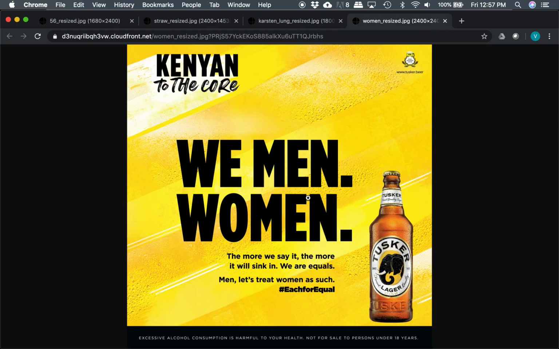And then look at this dominant headline. Holy cow. That is going to grab your attention from a mile away. We men, women. Probably loses a little bit, I think, in the translation, but I like the alignment. I like the contrasting colors, but we're looking at this in terms of the dominant headline. You're going to grab my attention and make me want to read more because of that dominant headline.